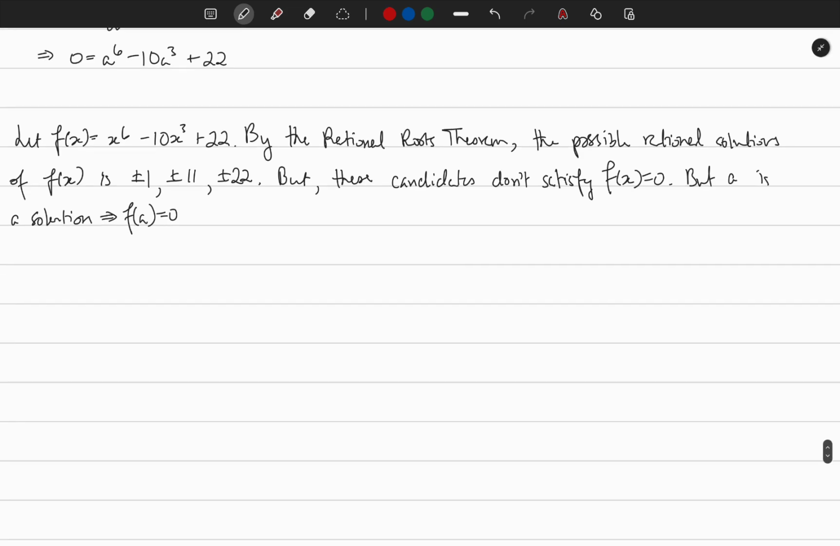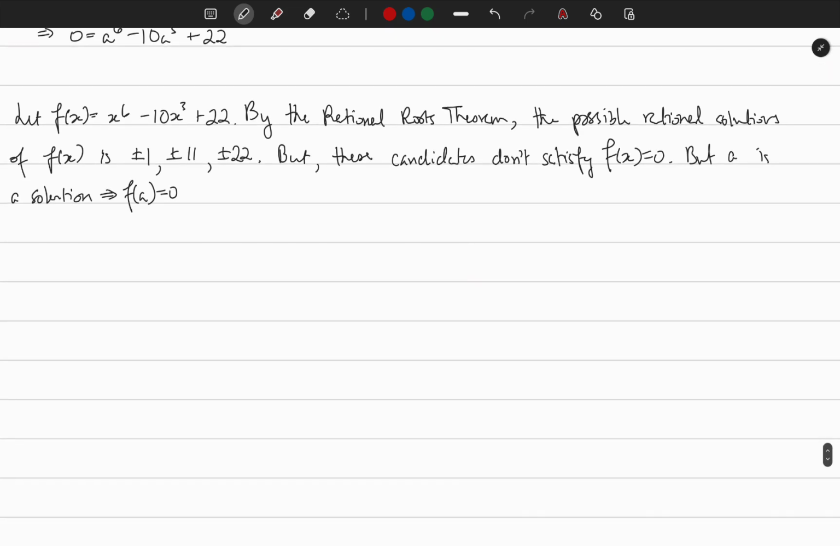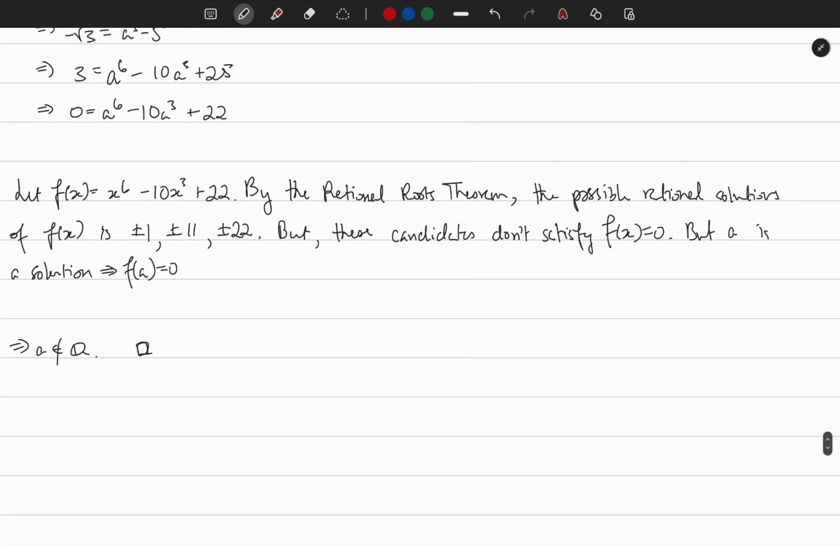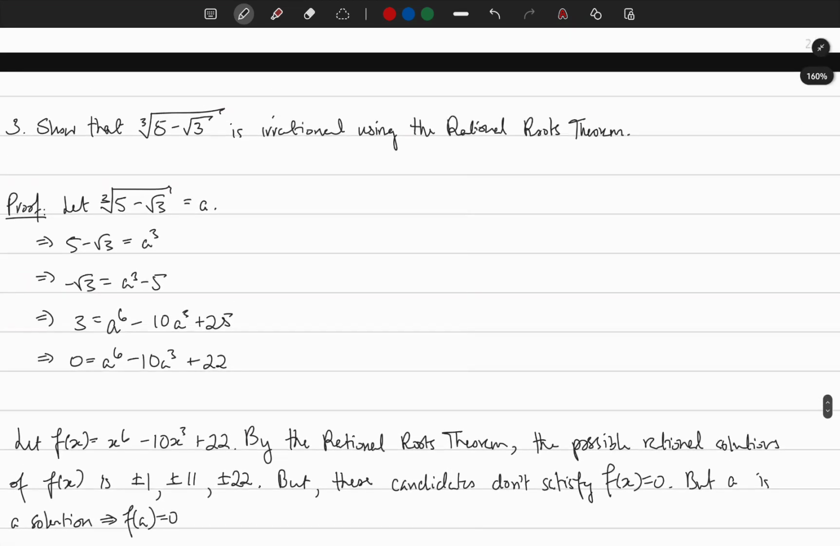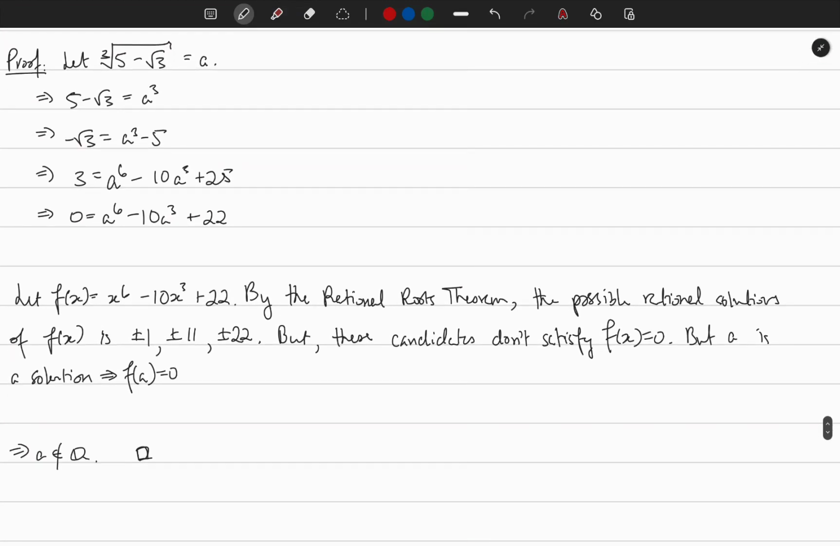But if a is a solution, but it's not one of the contenders by the theorem, a must be irrational. And our proof is done. We simply cite the theorem, and we can use it as sufficient evidence to prove our point, without needing the use of contradiction. I think this would be a good place to stop.